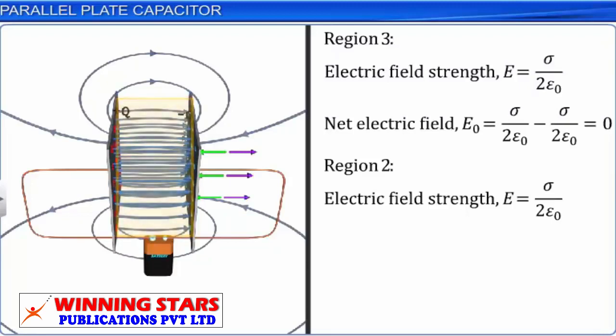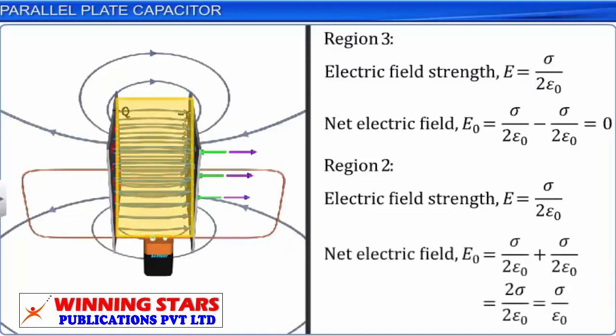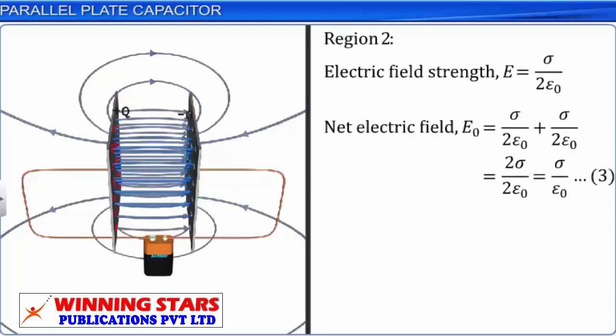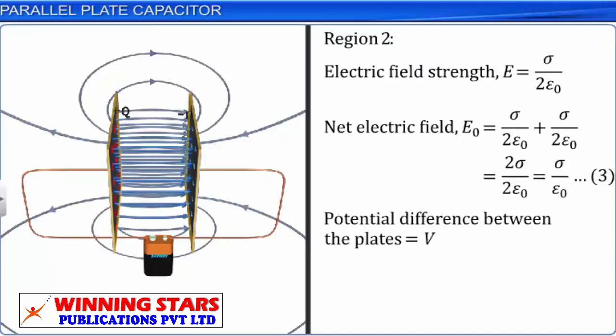Hence, in region 2, the net electric field strength E naught is equal to sigma by 2 epsilon naught plus sigma by 2 epsilon naught. On simplification, we get E naught is equal to sigma by epsilon naught. Let this be equation 3. Let the potential difference between the positive and the negative plates be V. For a uniform electric field of strength E between the plates of the capacitor, we have V is equal to E naught d. Let this be equation 4.